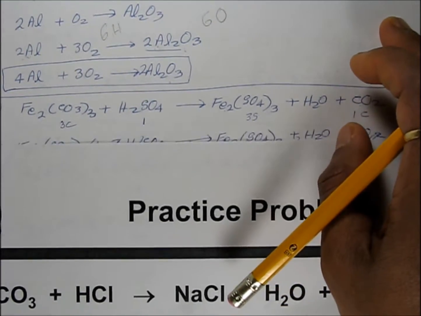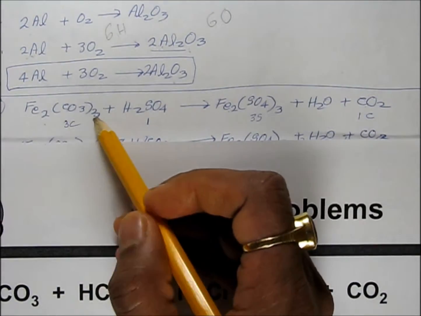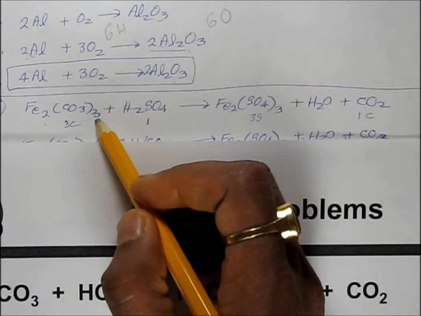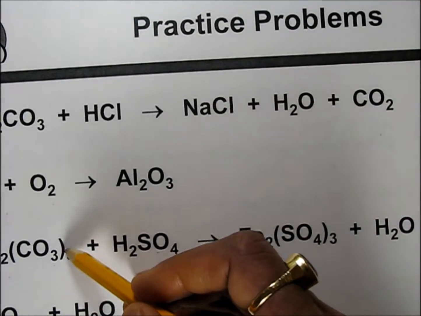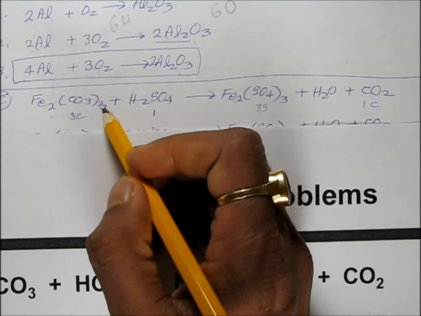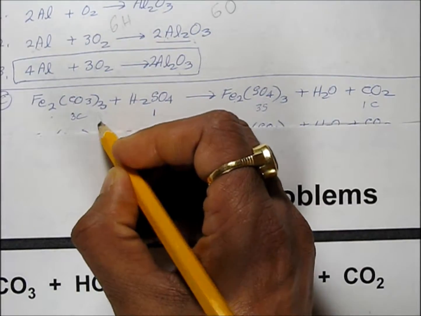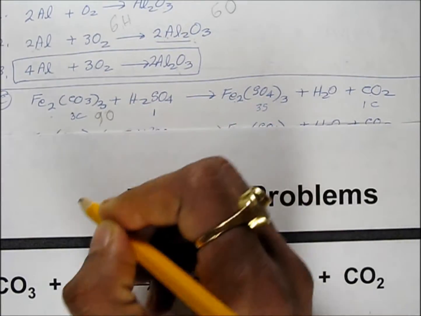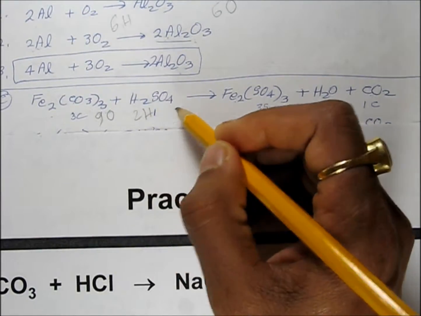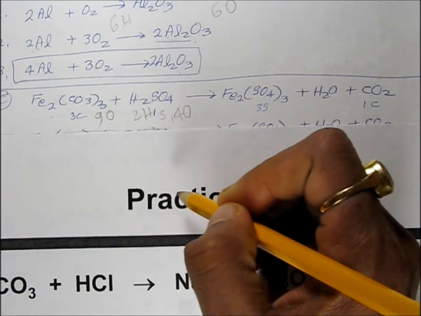So here when we count, 2 iron, and this carbonate has 1 parenthesis and there is a 3. You can see like this here. So parenthesis 3 means you have to multiply everything by 3. So there will be 3 carbon and 3 multiplied by 3 will be 9 oxygen. And then here are 2 hydrogen, 1 sulfur and 4 oxygen.